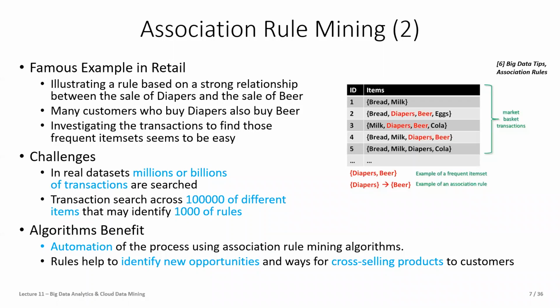These rules help identify new opportunities for selling products that don't usually go together. You would understand that people who buy bread also buy milk and eggs, but why would you go directly in the direction of beer? So this also encourages the economy, and that's always good.